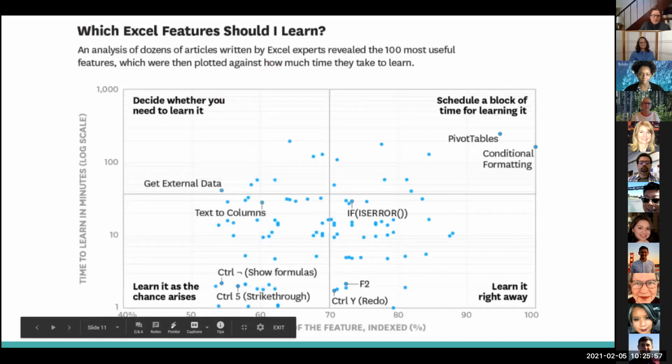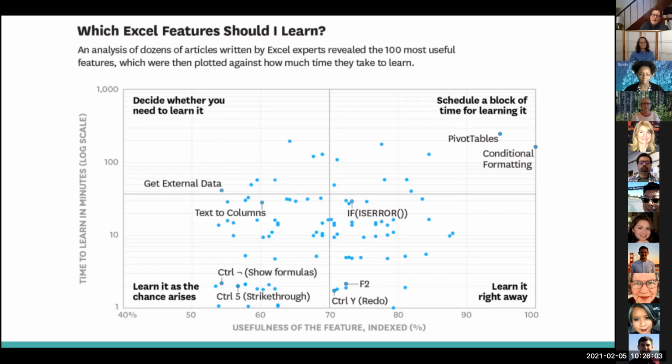So the Harvard Business Review took their magic square and they mapped onto it. Basically, they analyzed dozens of articles written by Excel experts and figured out where on the map the 100 most useful features are. And so this is the result. So this is just pieces and parts of it, the Excel software. The things in the bottom right here, the learn it right away square, is interesting. So Control Y for redo. I always knew about F4. I didn't know Control Y was Excel. I thought that was just Google Sheets, so that was interesting.